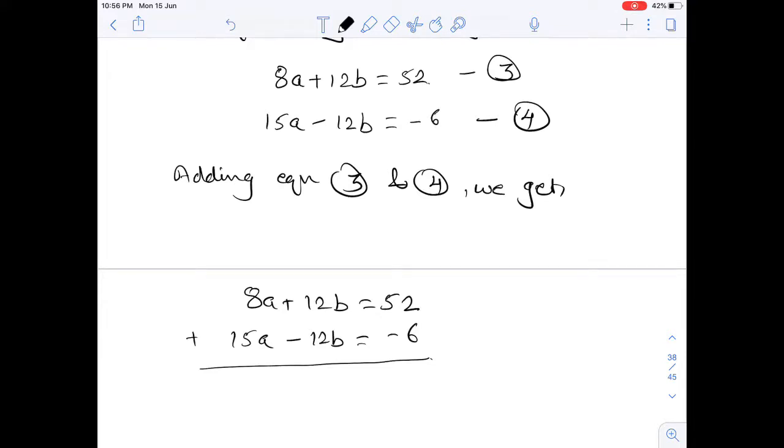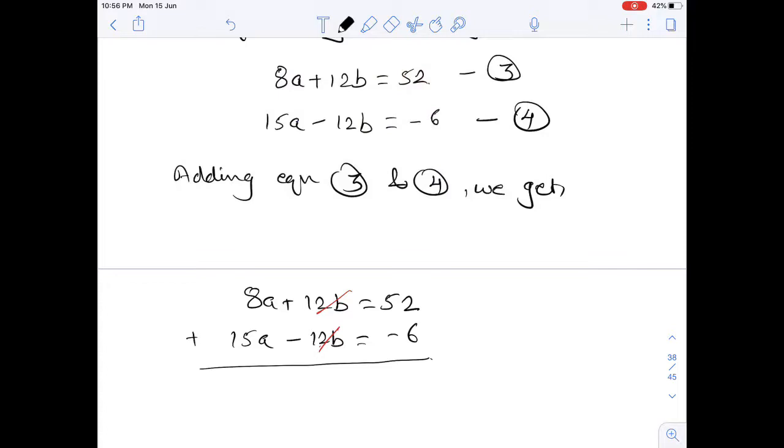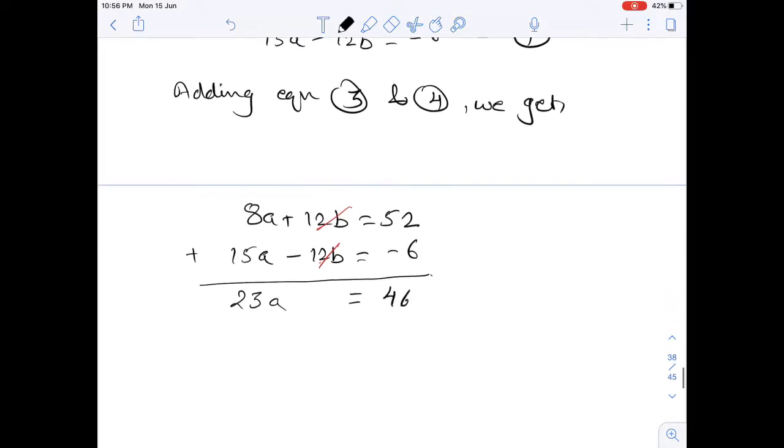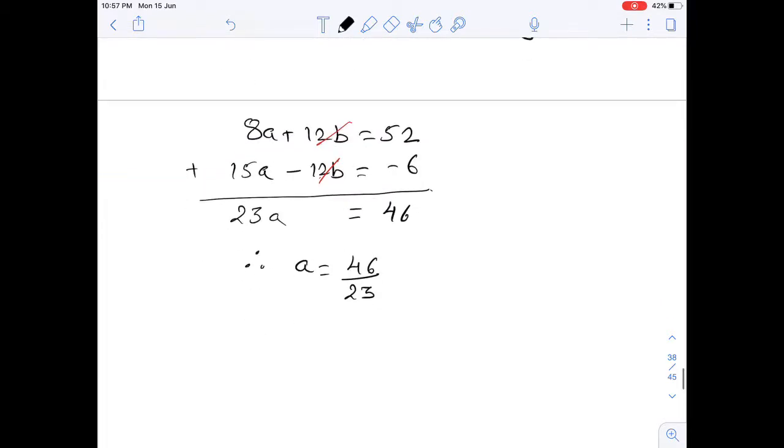So now plus 12b and minus 12b will get cancelled, then remaining you will get 15 plus 8, that is 23a equals to, now these both have opposite signs, that is 52 and minus 6, so you will get 52 minus 6 as 46. Therefore a equals 46 upon 23, therefore a equals 2.